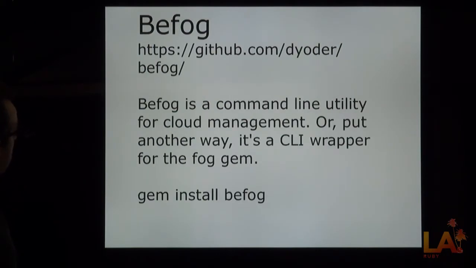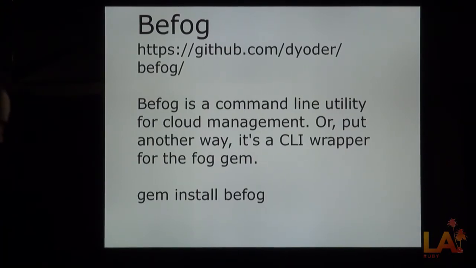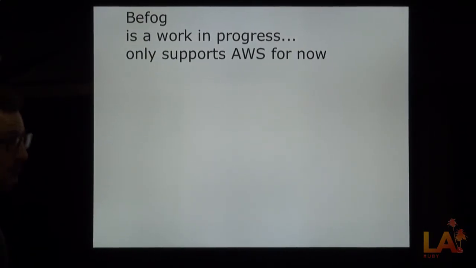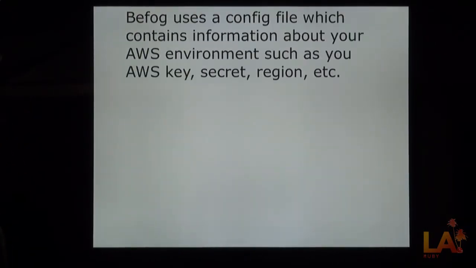But bfog is a command line utility. It's a wrapper around Fog, and that's what I'm going to talk about today. It's also a demo. It's a work in progress. It only supports AWS for now. It uses a config file. Once you populate the config file with a few command line options, you can do some very simple commands to start up groups of servers and shut them down.